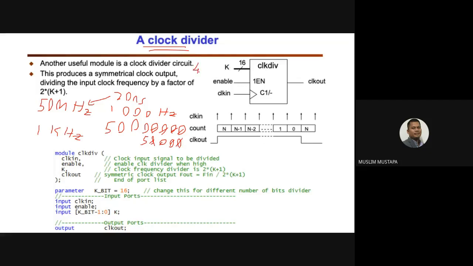Which is 49,999, because it counts up until 0. So this is also equivalent to 50,000. That's why when you divide it, 50 million cycles, we divide it with 50,000 cycles. So what you get is 1,000, right? So you divide it, and you get 1,000.